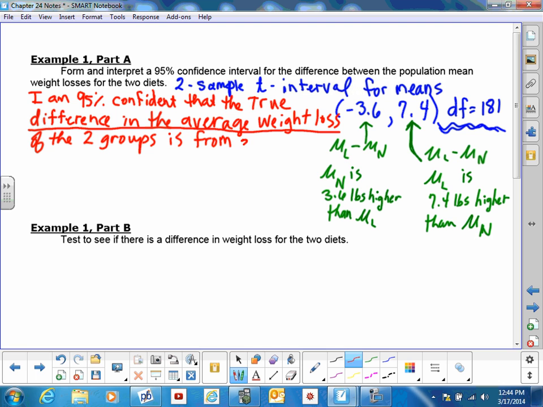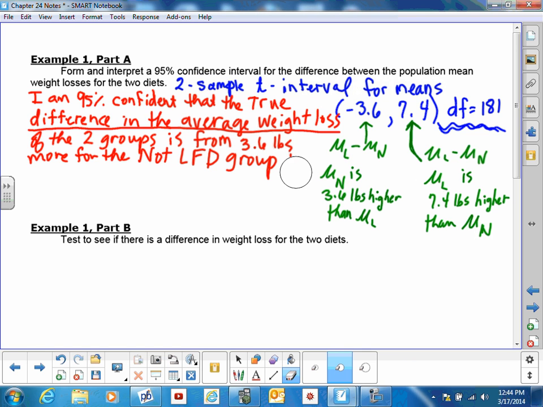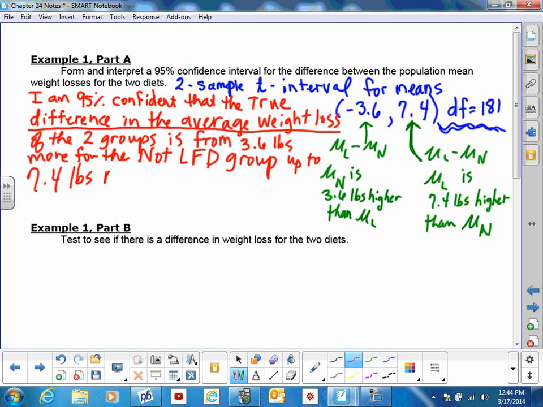from 3.6 pounds more for the no, or not the low-fat diet group, to, or up to, whatever you want to write that, up to what? 7.4 pounds more for the what? Low-fat diet group. That's how you write that.